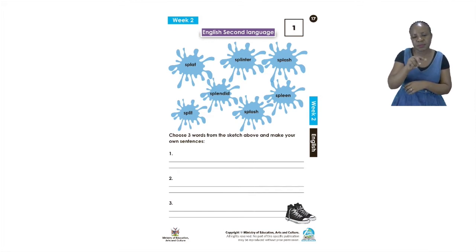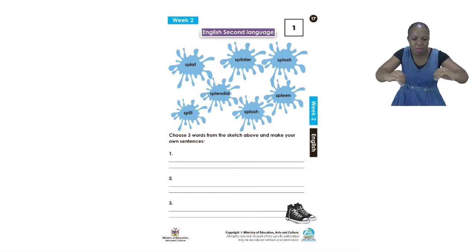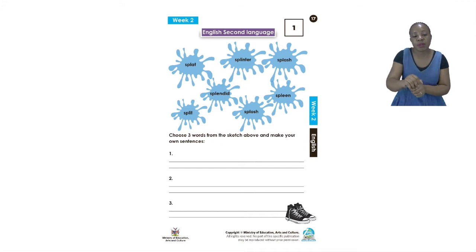And then we have the word splendid, which can be the same as the word excellent. We also have the word split, which is to make one thing get broken down into two parts. We are splitting a piece of wood. And then we have splosh. Now, splosh is similar to the word splat. And then lastly, we have the word spleen. Now, the spleen is a part that is in the body.